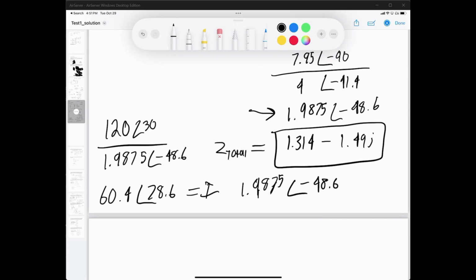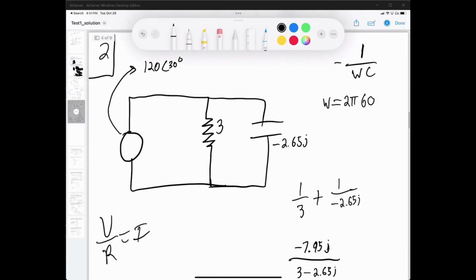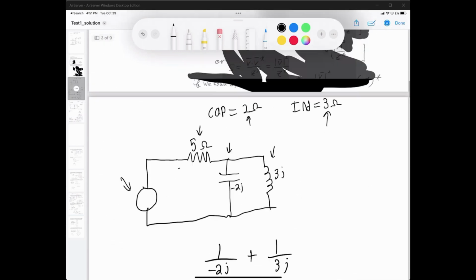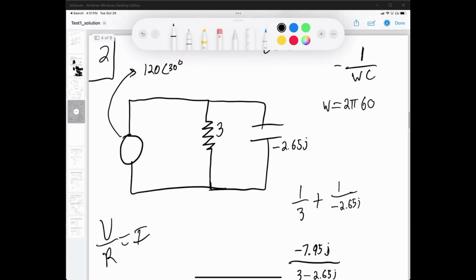Okay. Let's see how that checks out. And that is the right answer. I checked it. So we did good. Did good math. Alright, so now we need to figure out the real power. It wants the real power provided by the source.